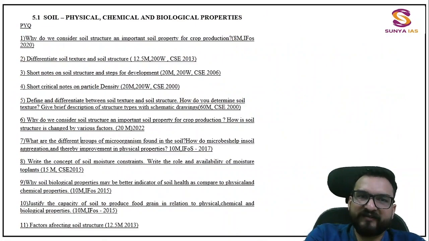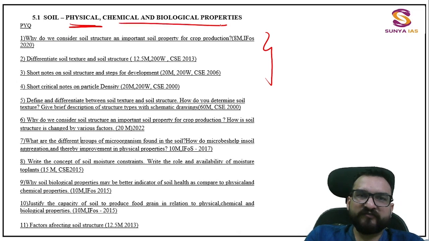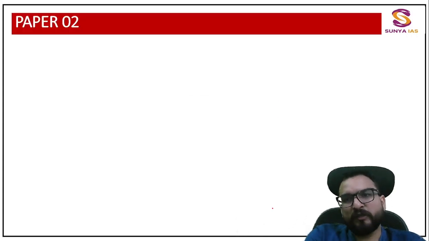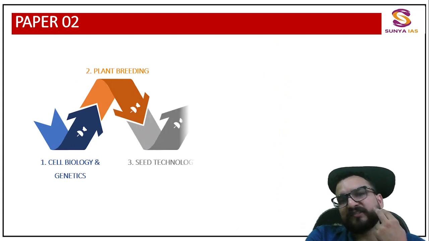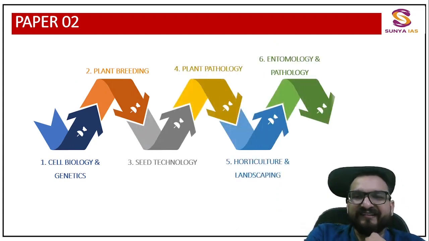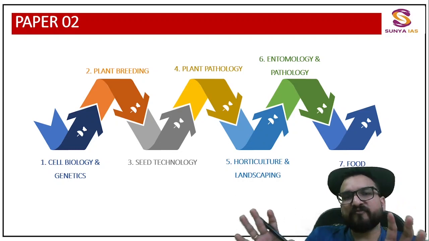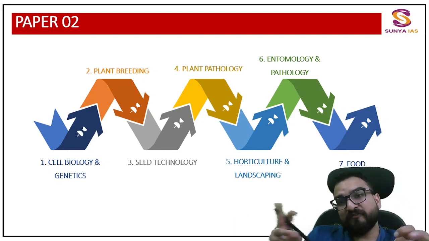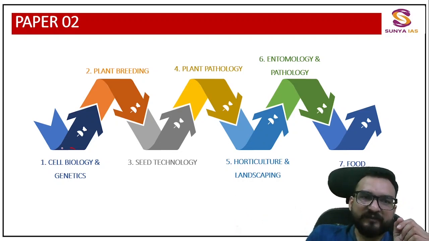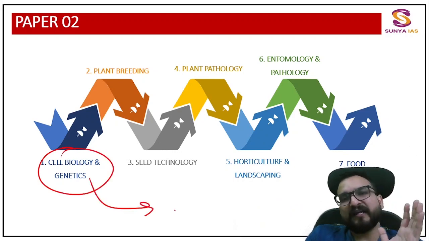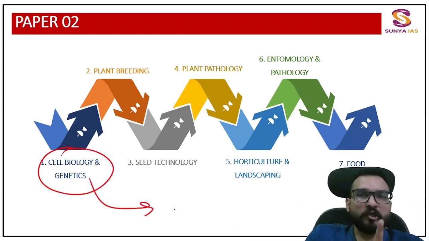I hope you have an understanding of this. In this way, for example, if I'm teaching you unit number 5, physical, chemical and biological properties, then you will see they are again asking texture and structure. This will be understood in the class. Don't worry. Now come to paper 2. People find that paper 2 is technical in nature. I must say that it is technical in nature, but for the non-agri students, you don't have to see it from the technicality aspect, because ultimately by understanding this, you are not going to be an agriculturist or agriculture scientist. You are going to be a civil servant.